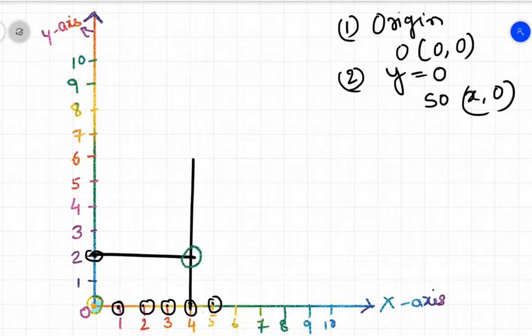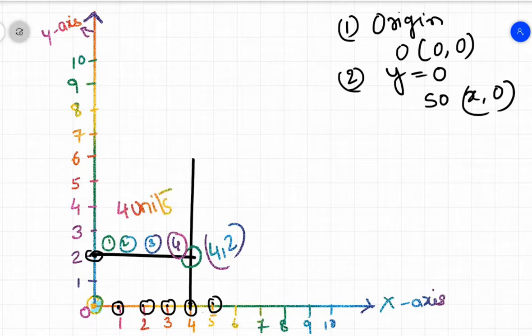Now what is the distance of the point 4, 2 from the y-axis? See, this is the point 4, 2 and from the y-axis, you see, the distance is this one. This one. So how many units? 1, 2, 3, 4. How many units? 4 units. So the distance of point 4, 2 from the y-axis is 4 units.